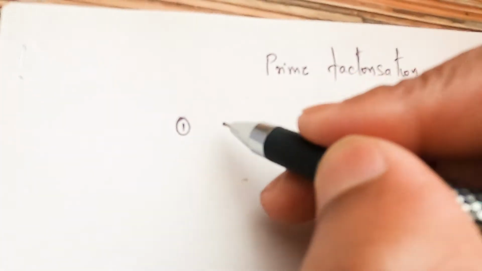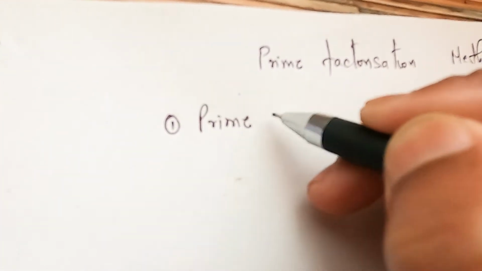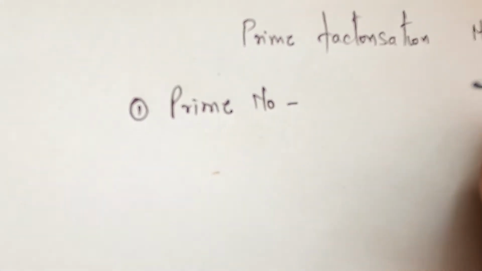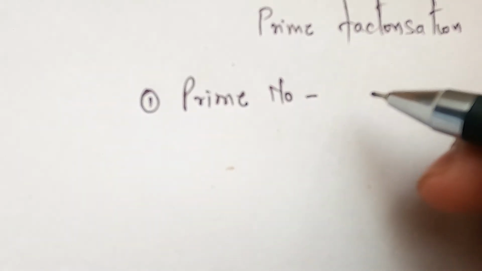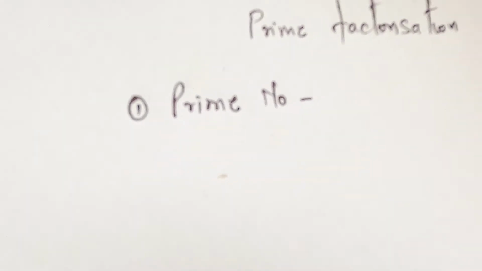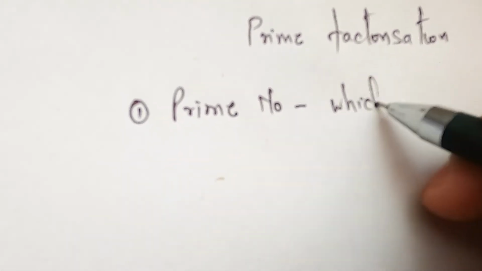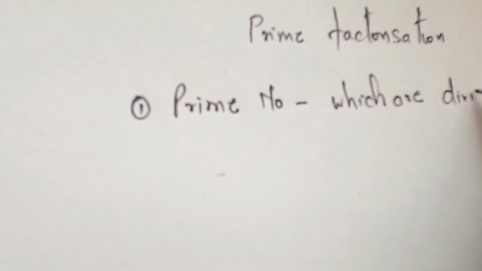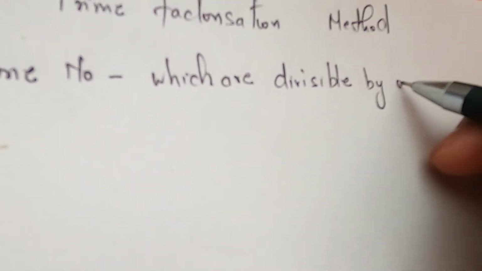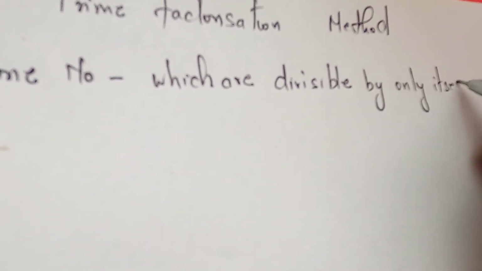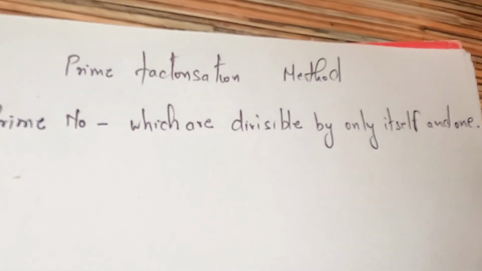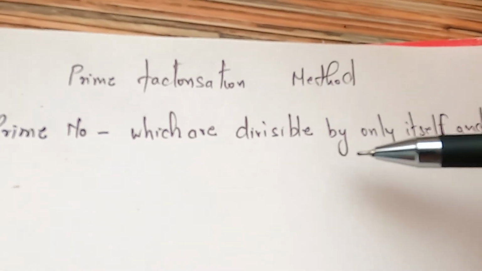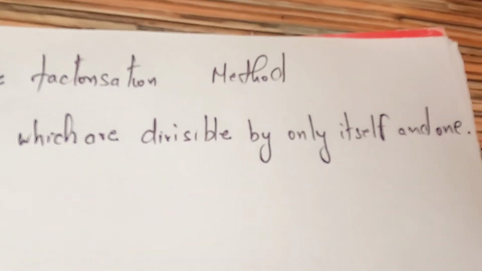For number one, what are prime numbers? Prime numbers are numbers which are divisible by only itself and 1. So prime numbers are numbers which are divisible by only itself and 1.